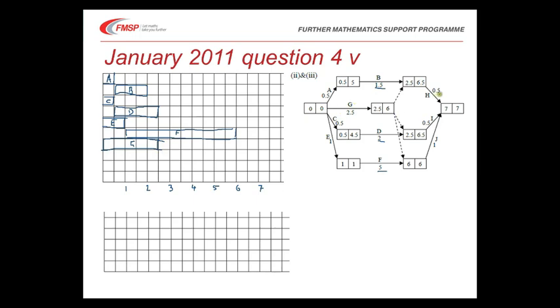Now the earliest H can start is 2.5 minutes. The earliest I can start is 2.5 minutes, and the earliest J can start is 6 minutes. So what I've got here then, at 2.5 minutes, I can start H, which takes half a minute, and I, which takes half a minute. But J has to wait until F's finished, so J goes here.